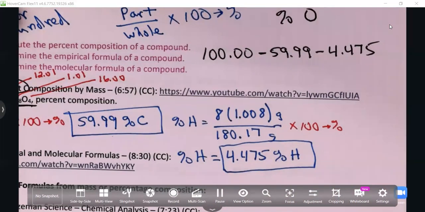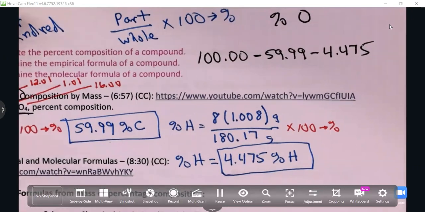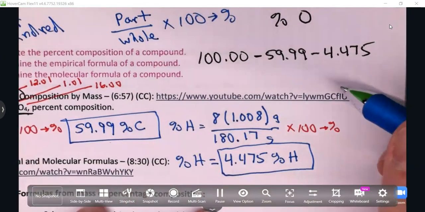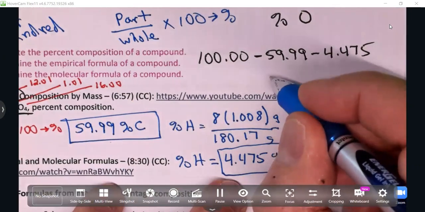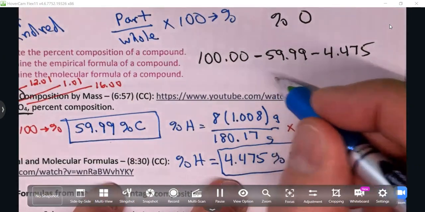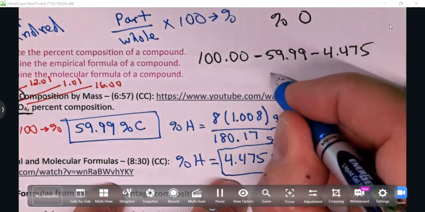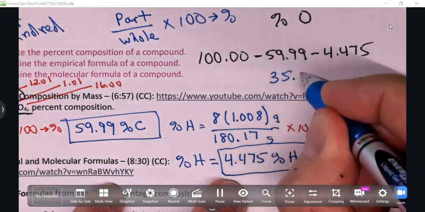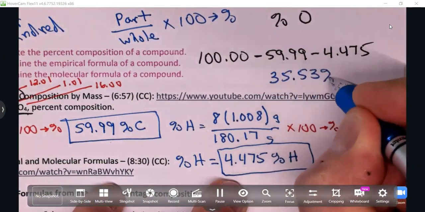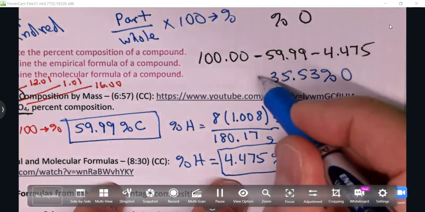And that gets us a percentage of, we're going to be able to do 2 decimal places. We'll get 4 sig figs out of this. What do we get? 36 point something, 35 point something. What do we get? 35.53% oxygen.